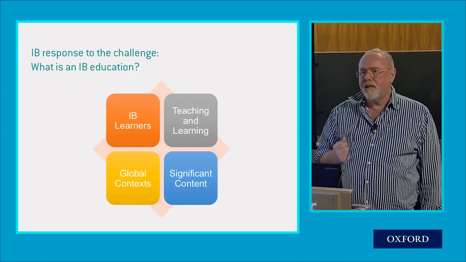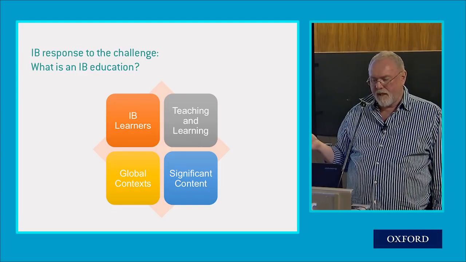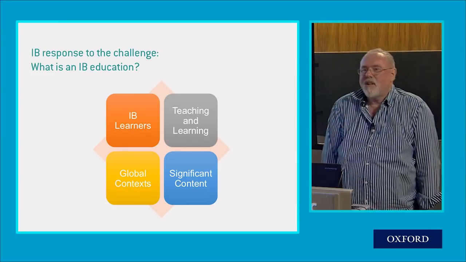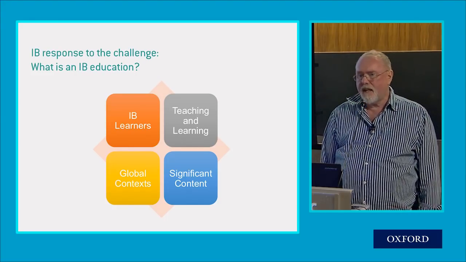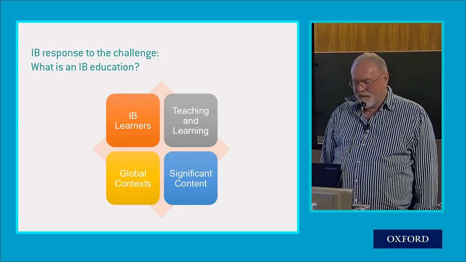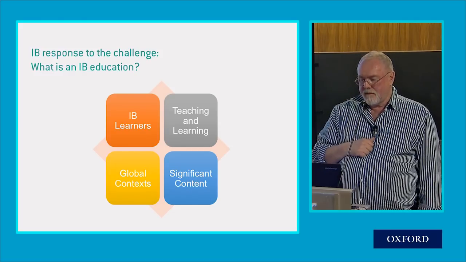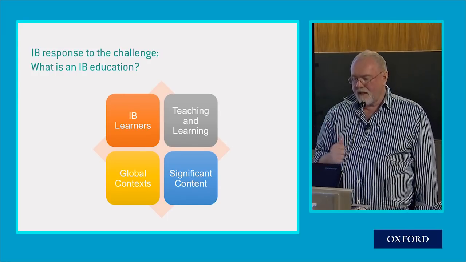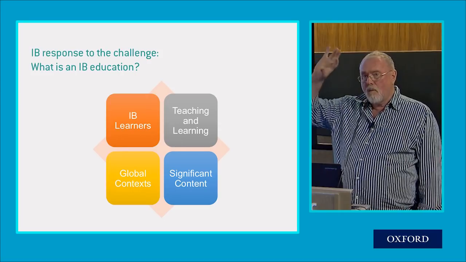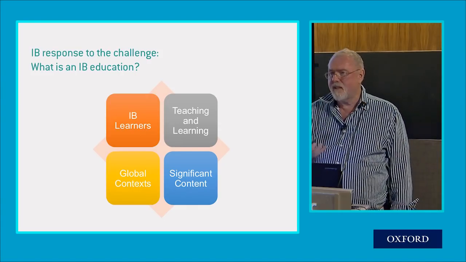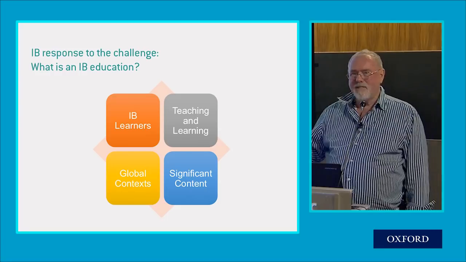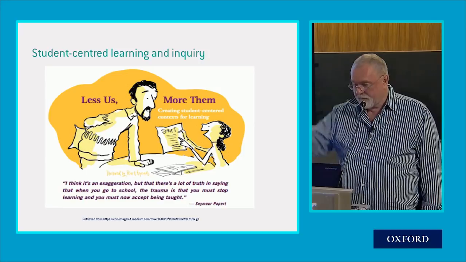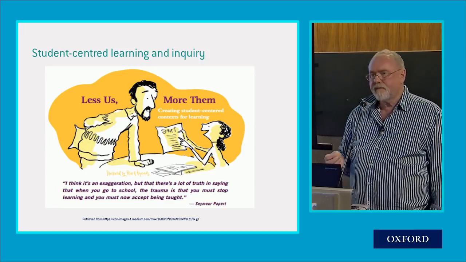So, continuing my research as a textbook writer, I went back to the core principles again. There's a document out there which says what is an IB education, and it teaches us that we have to think about our learners, we have to think about our teaching methods and learning methods, we have to develop our teaching within global contexts, and we have to have significant content. These are the 4 principles. So let's have a quick look at these.